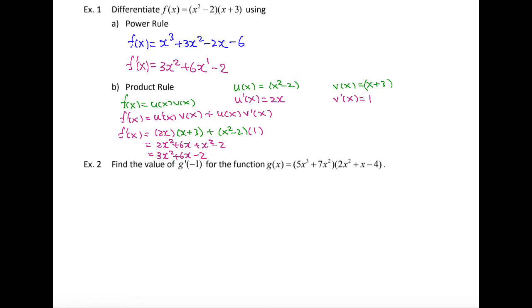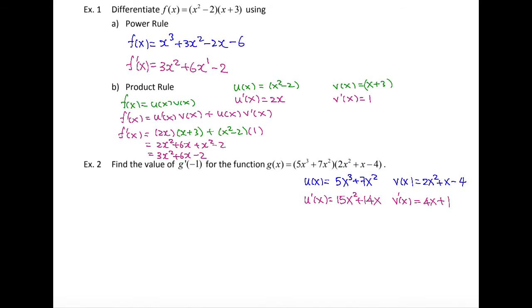Let's define our two functions that are being multiplied together. So the first one will be u(x), which is the first bracket, so 5x cubed plus 7x squared. And our v(x) will be the second bracket, which is 2x squared plus x minus 4. And then we're going to find the differentiation. u prime x will be 15x squared plus 14x. And v prime x will be 4x plus 1.